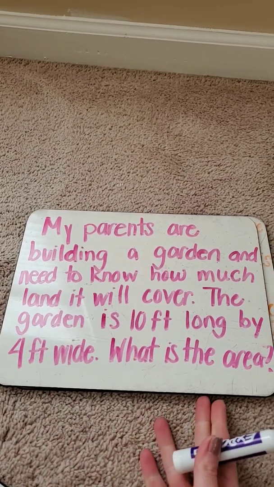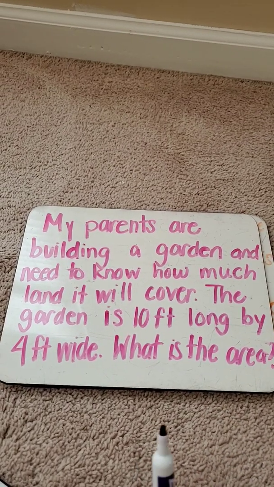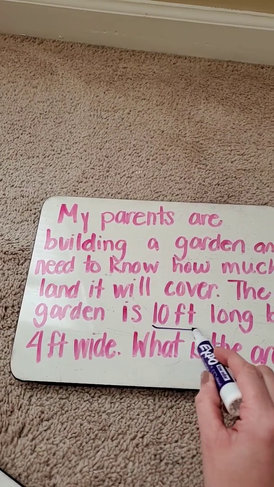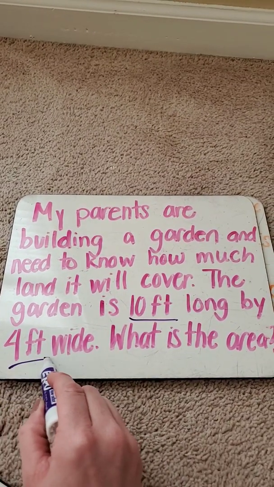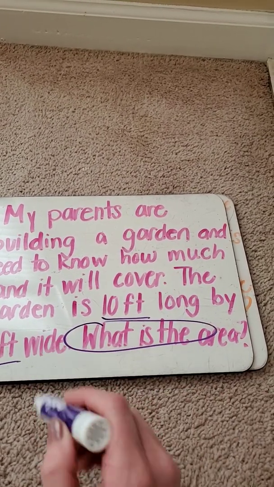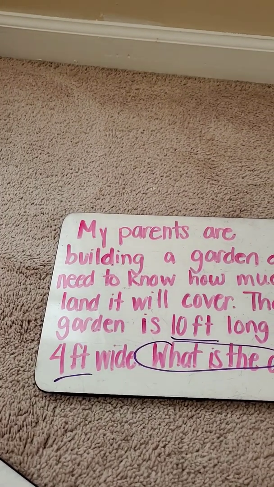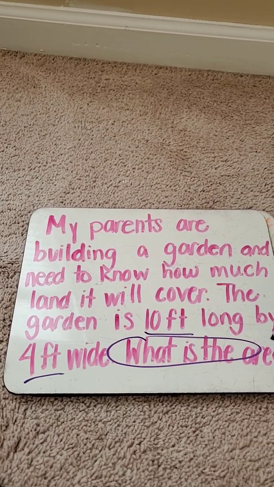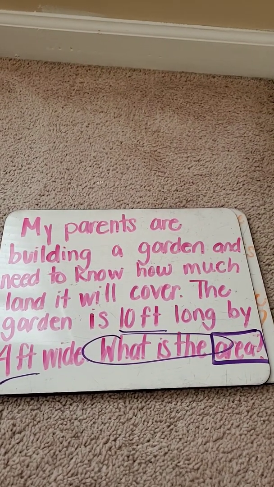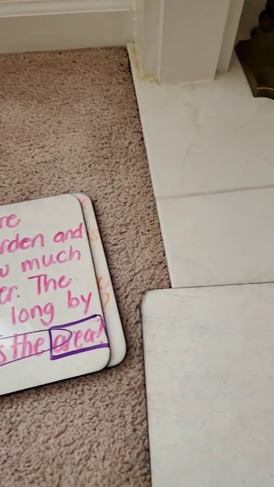My parents are building a garden and need to know how much land it will cover. That would be the area that it's going to cover. The garden is 10 feet long and 4 feet wide. What is the area? Well, the key word would actually be in the question. It's area. How do I find area? Do you remember our formula from the other day?